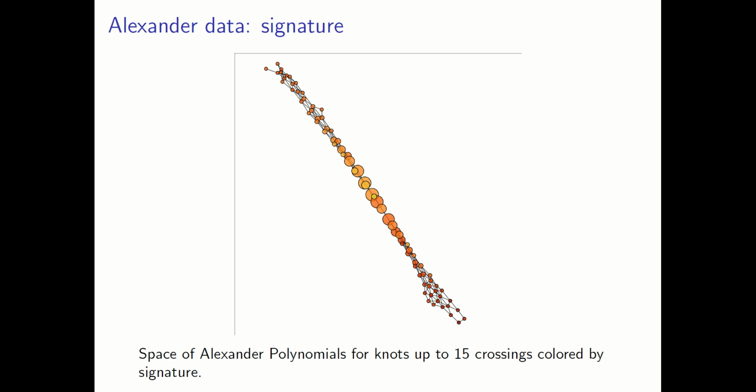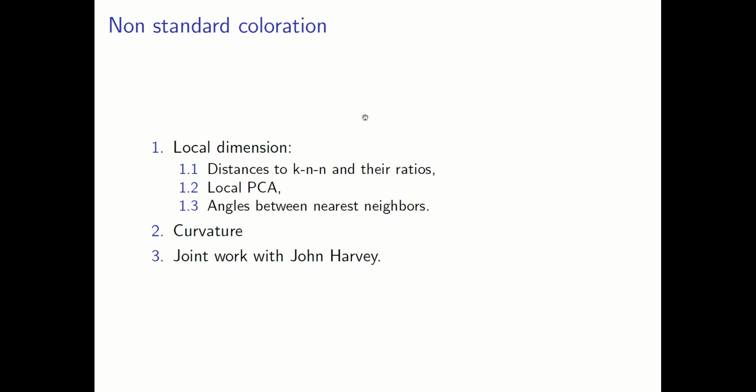But we can also speculate that the space of Alexander polynomials is lower dimensional in the space of Jones polynomials. And we can actually try to verify this hypothesis thanks to the local estimators of the dimension and curvature I'm working on currently with John Harvey. I will focus only on the local estimation of the dimension.